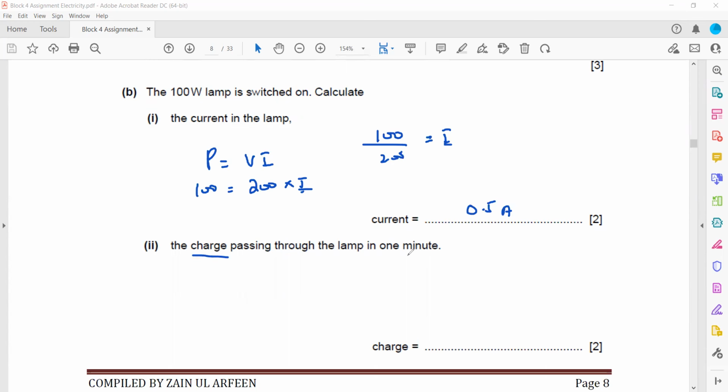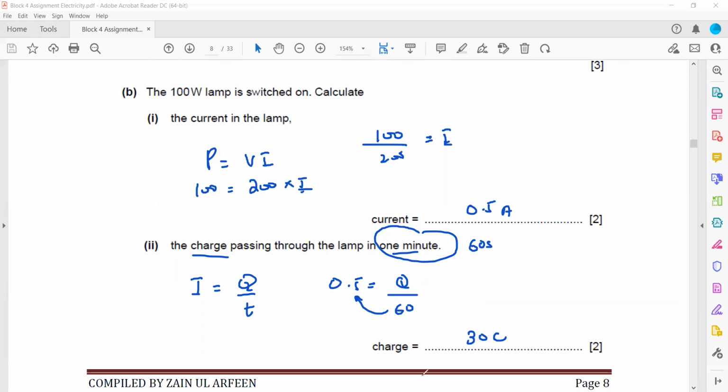The charge passing through the lamp in 1 minute. So we have the formula current equals charge divided by time. The current in this 100-watt lamp is 0.5. Charge we don't know, and the time should always be in seconds. So 1 minute means 60 seconds. So this is 60, 60 is divided, other side it will be multiplied. So 0.5 multiplied by 60. The charge which will pass through each lamp is equal to 30 coulombs.